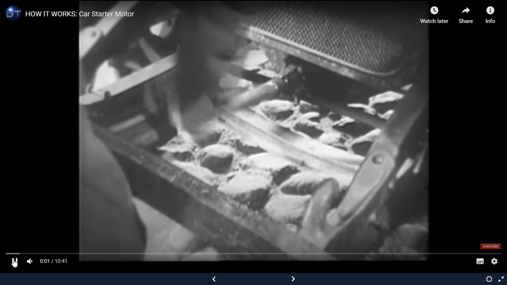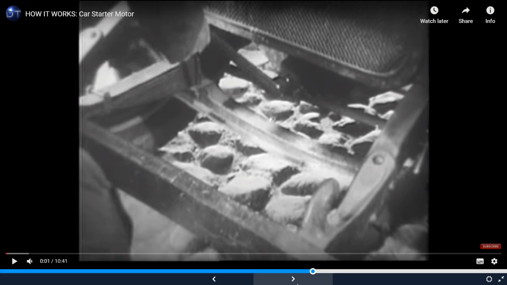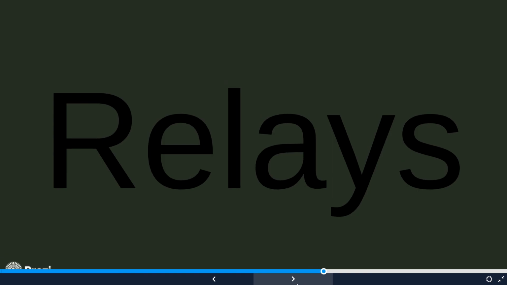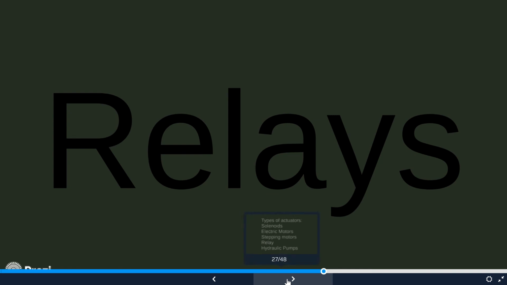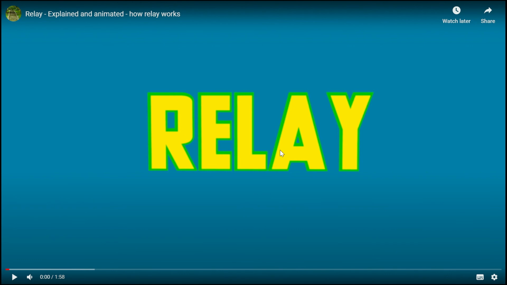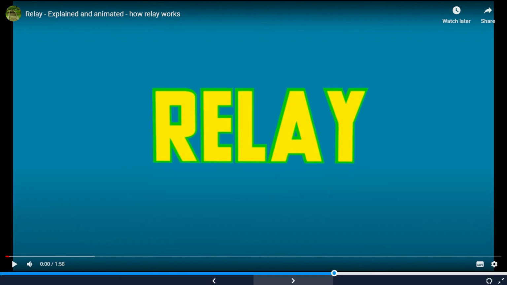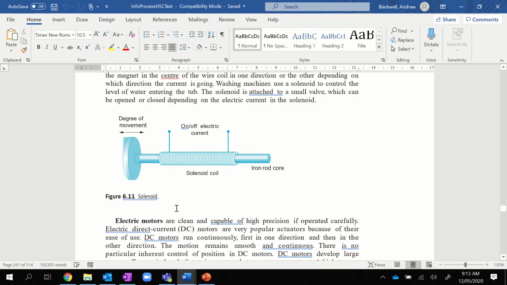Then, of course, we have a video on how a car starts, and this is a very old video showing a guy cranking the engine to get it started, and we don't have to do that anymore because we have solenoids and starter motors. The next part of this is relays, and I've got a video here of what a relay is and how they work. So you can go ahead and watch that and perhaps take some notes from your textbook.